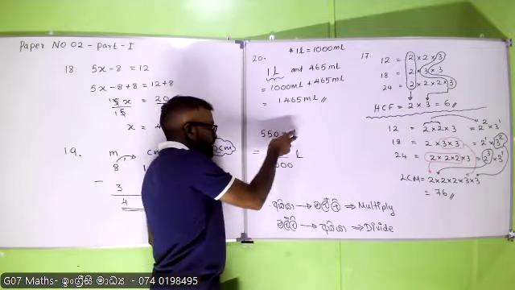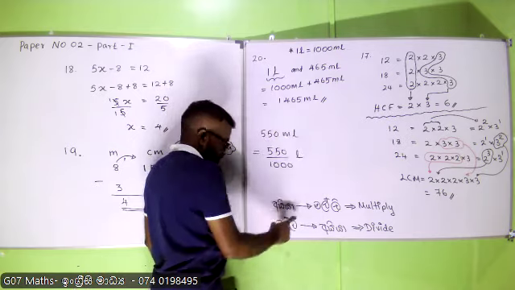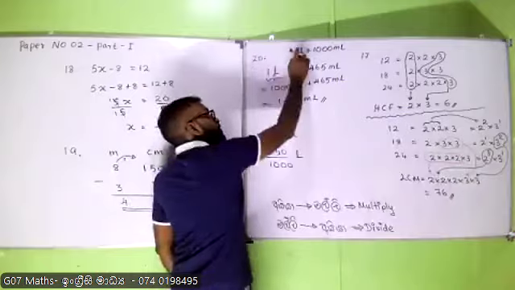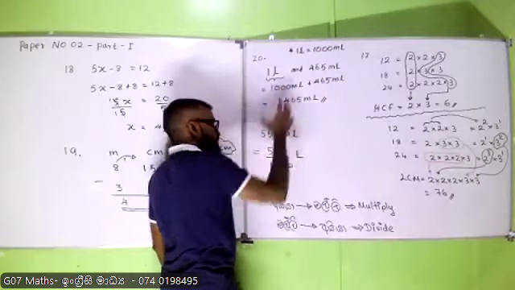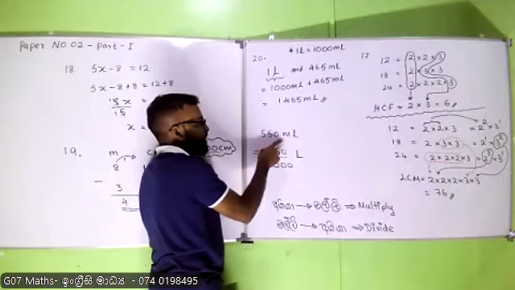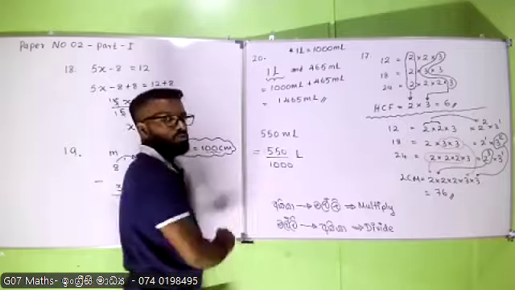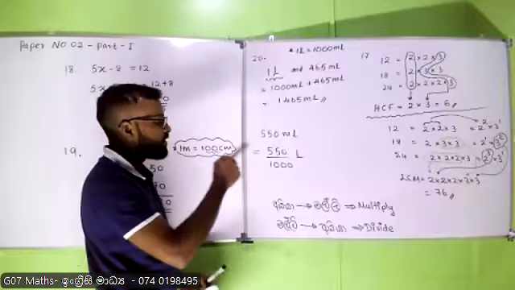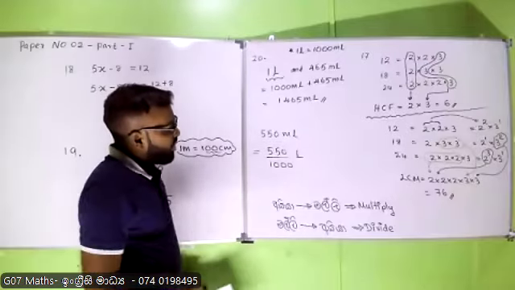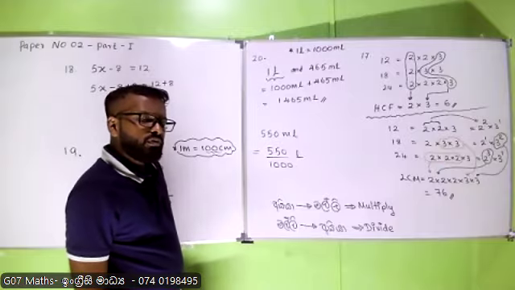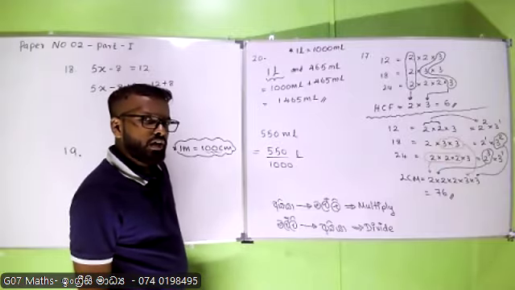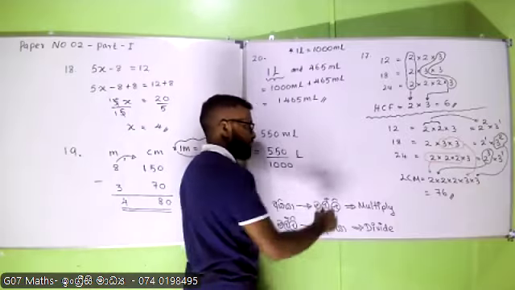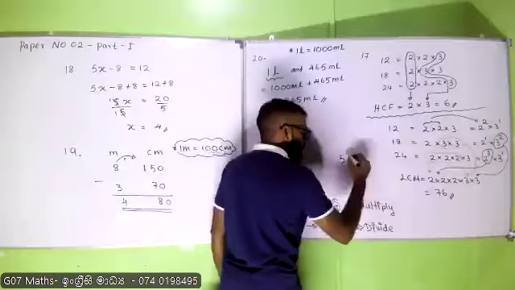So milli into elder, you have to divide. Divide by which number? 1 liter equals 1000 milliliters. Milliliters should be divided by 1000, then you can convert milliliter into liter. So how are we going to divide 550 by 1000? You know how to divide the given number by multiples of 10.